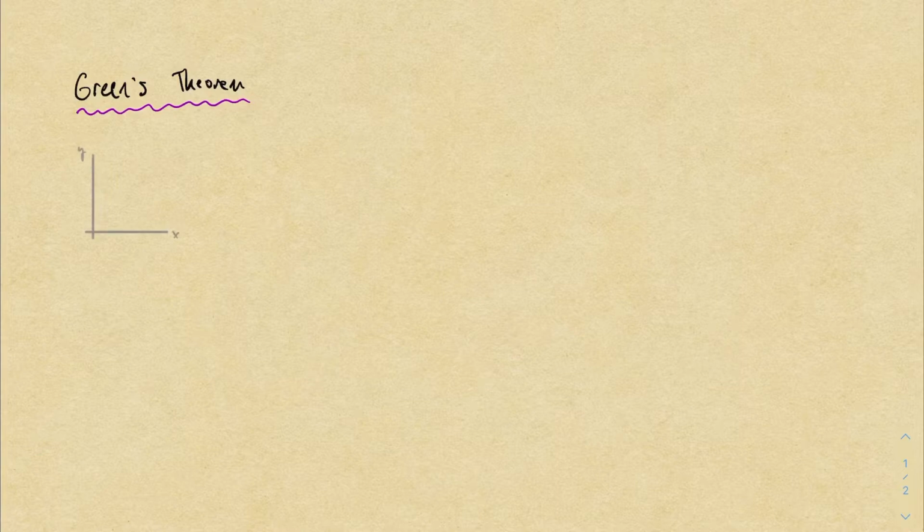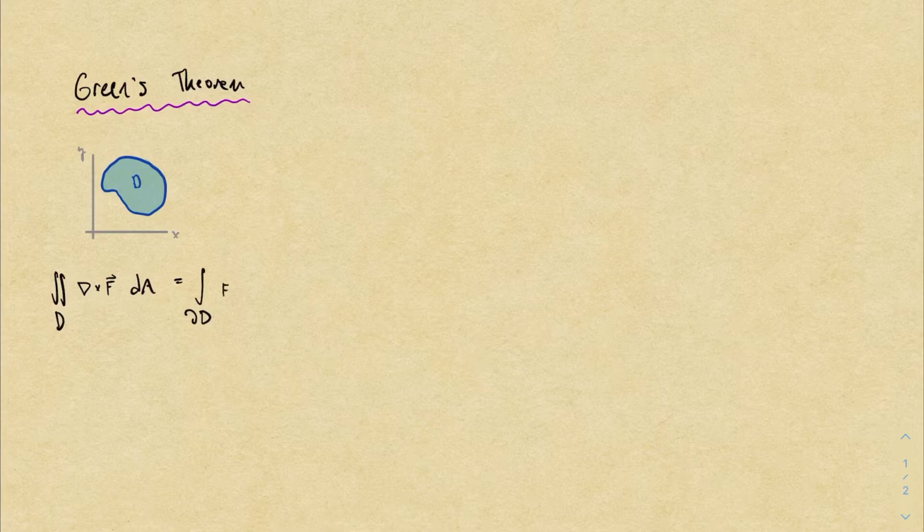In the context of Green's theorem, we have a two-dimensional region in the plane, call it D, and we have some vector field f. And the statement of the theorem is that the double integral over D of the curl of the vector field is equal to the line integral of f along the boundary curve.